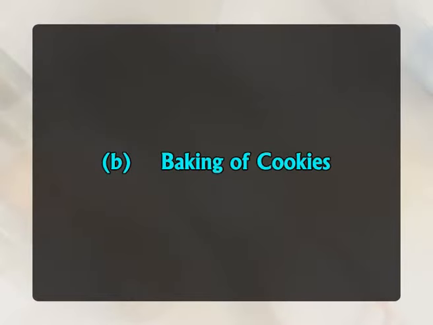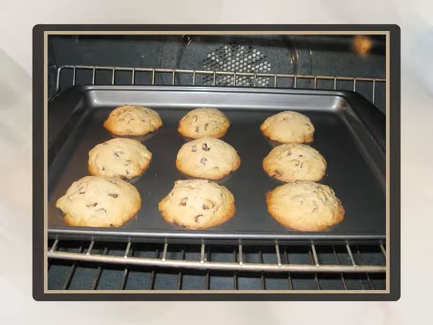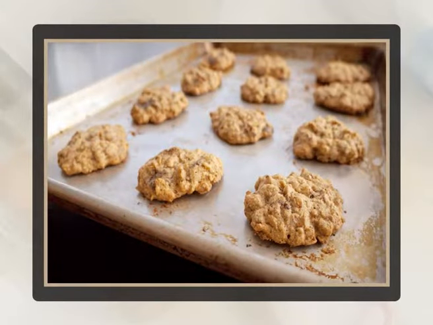B. Baking of cookies. Cookies are baked at relatively high temperature for a short time. Too low a temperature increases spreading and may produce hard, dry, pale cookies. Too high a temperature decreases spreading and may burn the edges or bottoms. Excessive browning is undesirable if the dough has been colored.